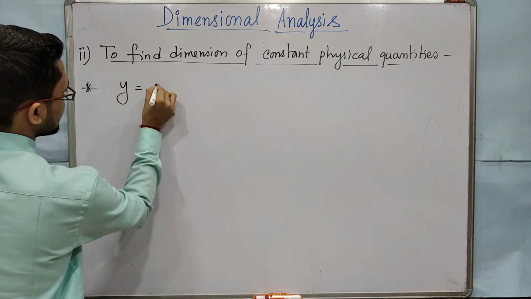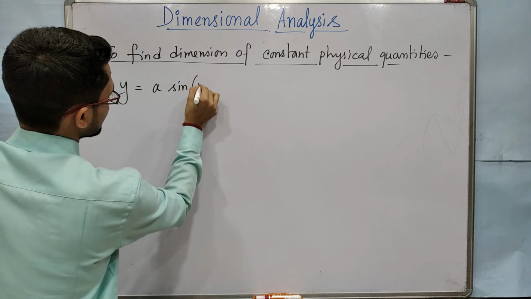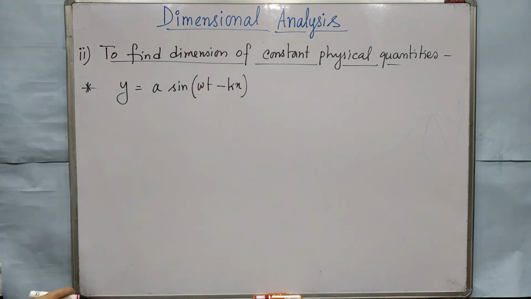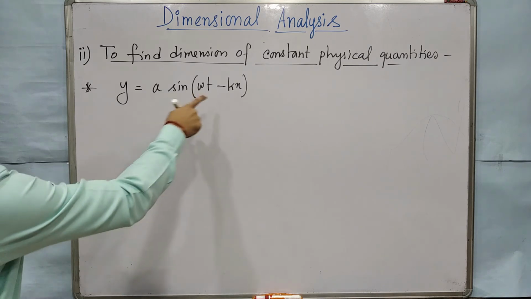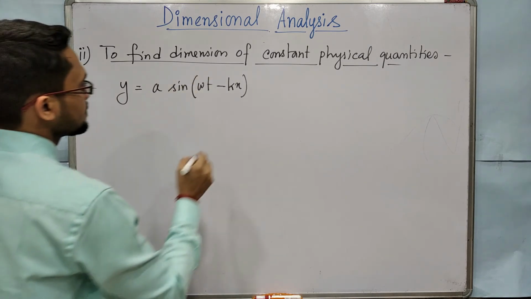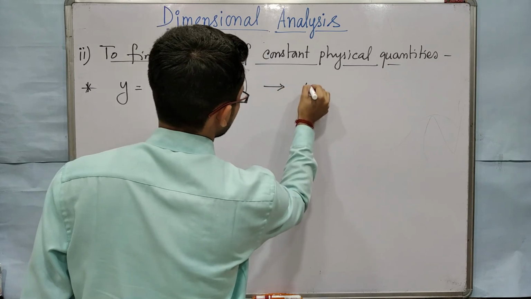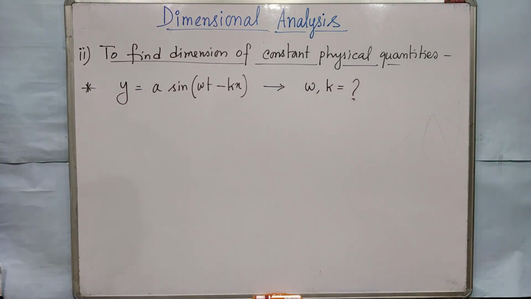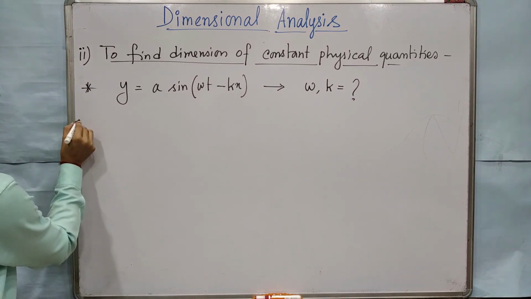Y equal to A sin(omega t minus kx). This is a wave equation, and here we have to find the dimension of omega and k. So here, how will you do?